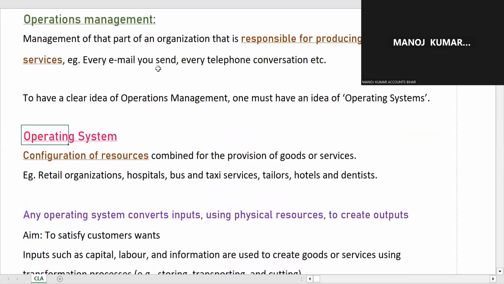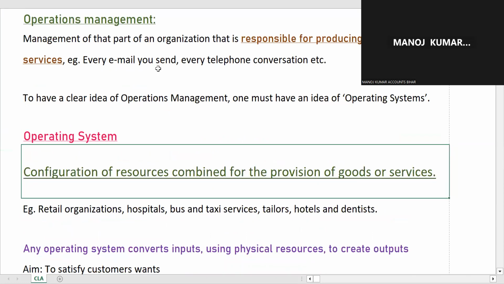So now what is an operating system? Okay. So operating system is what? Configuration of resources combined for the provision of goods or services. ठीक है, ये मैंने बोला था, configuration of resources combined for the provision of goods or services. What is configuration of resources? Like the barber shop and the items in the barber shop or the barber.